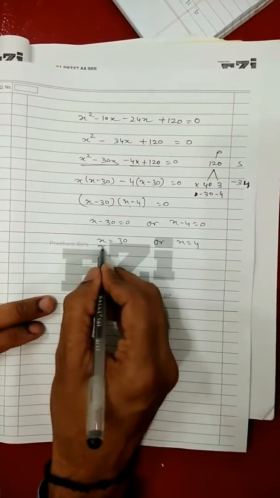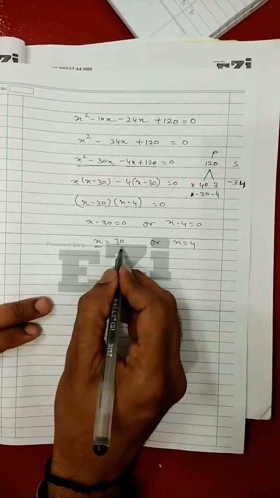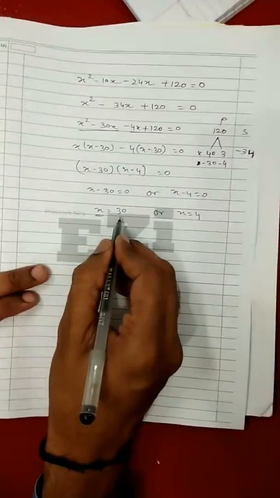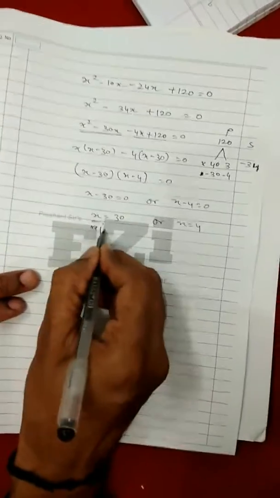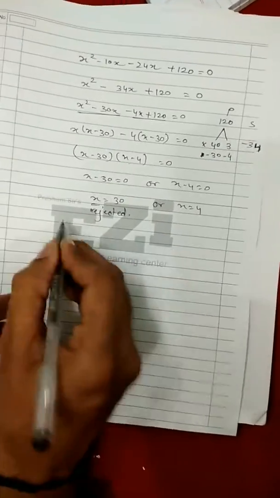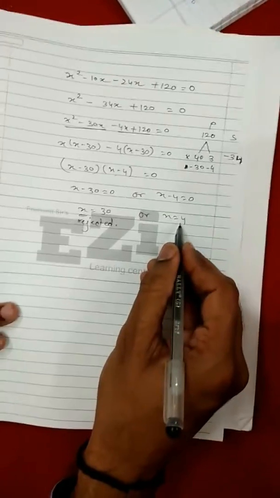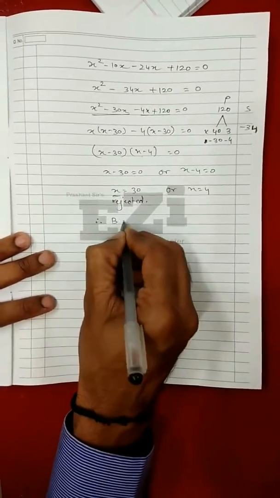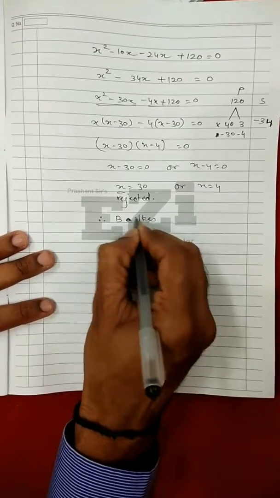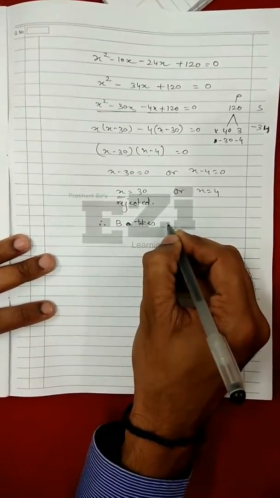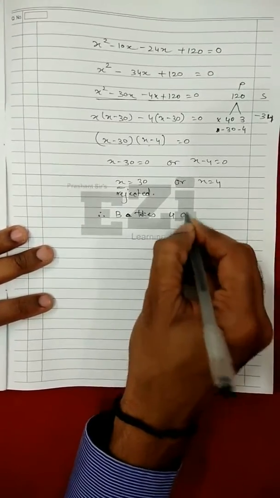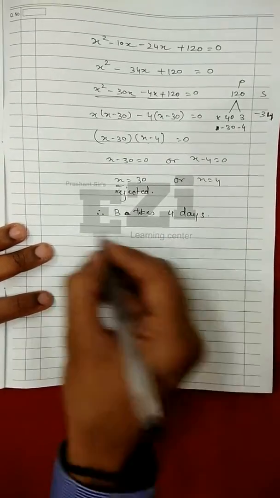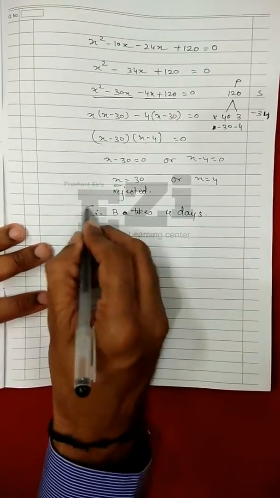Now you know what was this x? x was the time taken by A or time taken by B. Now this answer would be rejected because it cannot be more than 12. So this answer will be rejected. So time taken by B would be 4 days, because what was our x? x was B takes x days. So B takes 4 days, and that is what we have to calculate. Find the time taken by B.